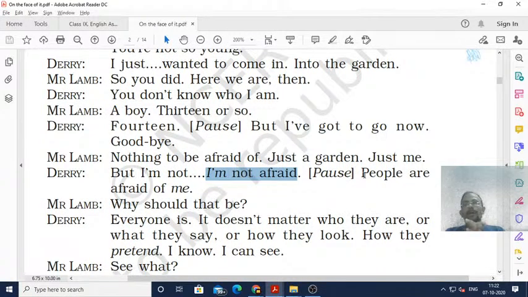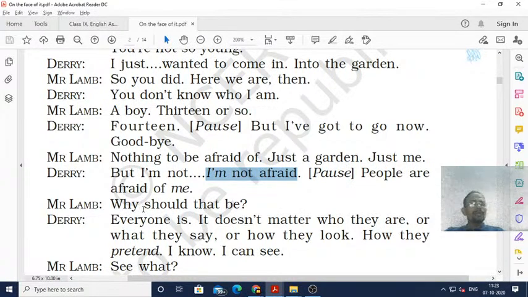So dear students, why do you think Daddy says people are afraid of him? There is a reason we shall discover very shortly in the course of this story. But there is an important question. Daddy says, I am not afraid of people, but people are afraid of me. What could be the reason? Dear students, I am not going to reveal it now. We shall go together with the story, and then we shall discover what exactly is the reason why Daddy says people are afraid of me.